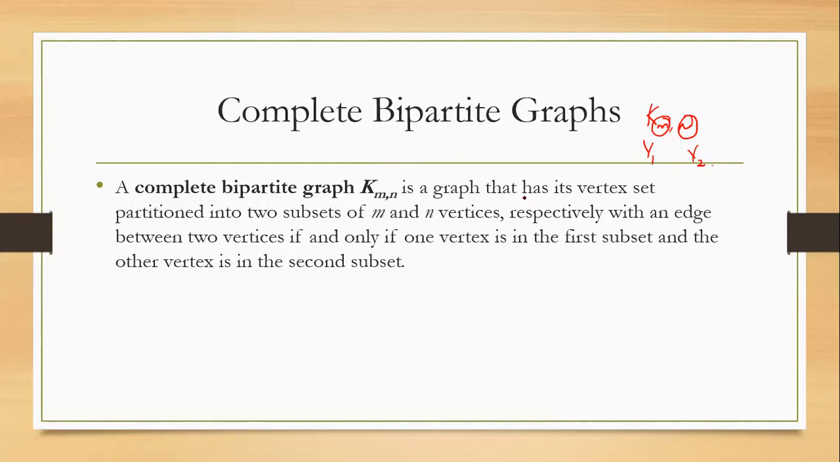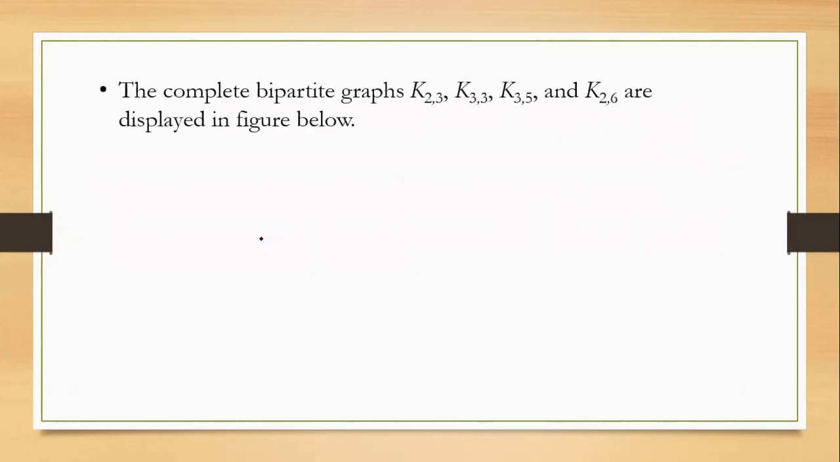K m comma n is a graph that has its vertex set partitioned into two subsets of m and n vertices respectively, with an edge between two vertices if and only if one vertex is in the first subset and the other vertex is in the second subset. Now the example for complete bipartite graph K2,3: in V1 we have two vertices, in V2 we have three vertices. I'll draw it roughly. In V1 we have two vertices A and B, and in V2 we have three vertices 1, 2 and 3. I'm naming them differently, you can even name them with alphabets.